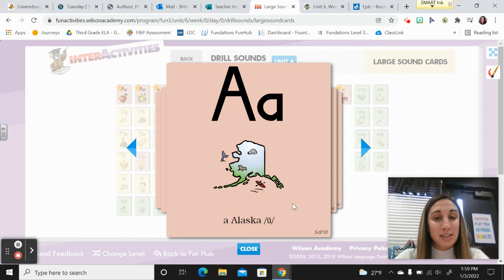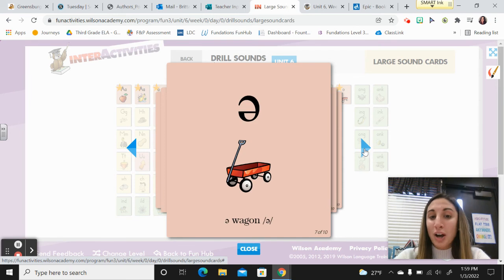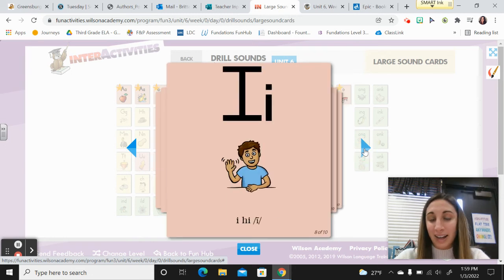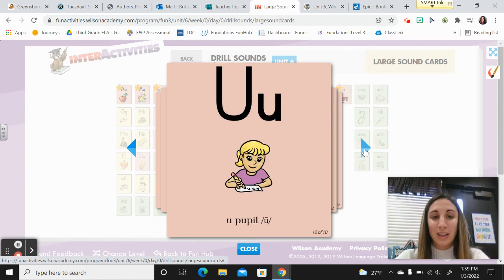And now you should be able to see that the letter A has a lot of sounds in the English language, doesn't it? All right, let's keep going with some more of our long, open syllable sounds. E, me, e. Schwa, wagon, uh. Good. I, hi, I. O, no, o. U, pupil, you. And don't forget this has another one. U, flew, ooh. Great work.